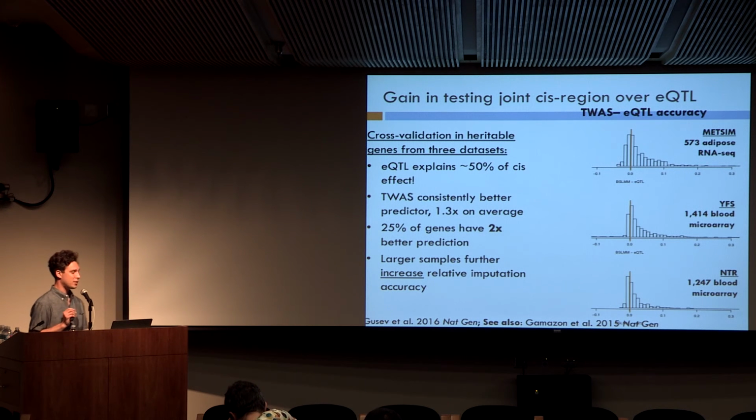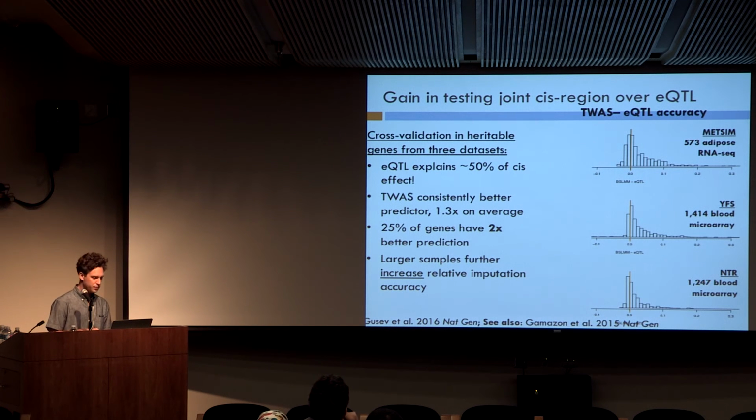So for TWAS, if we looked at how well we can predict the component of expression under either a single eQTL or using this Bayesian sparse linear mixed model, in this case we see that TWAS performs better, 1.3 times on average. And of course, we get better performance as sample size increases, which isn't surprising.